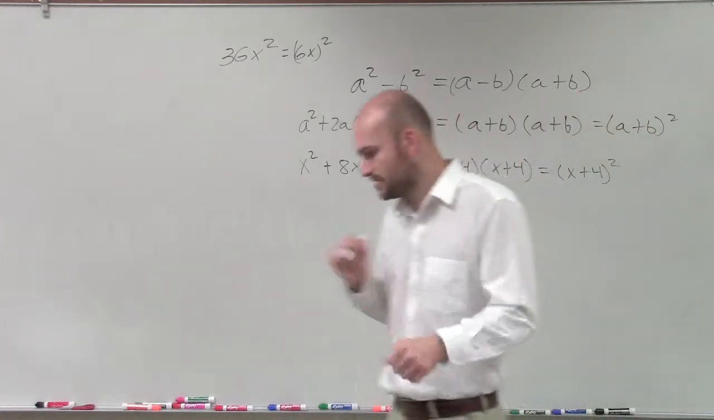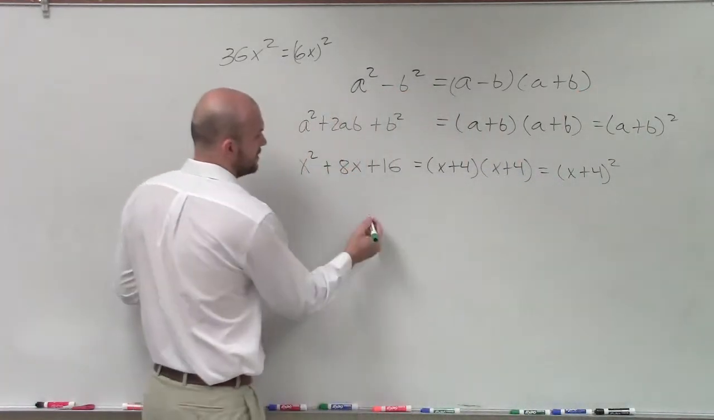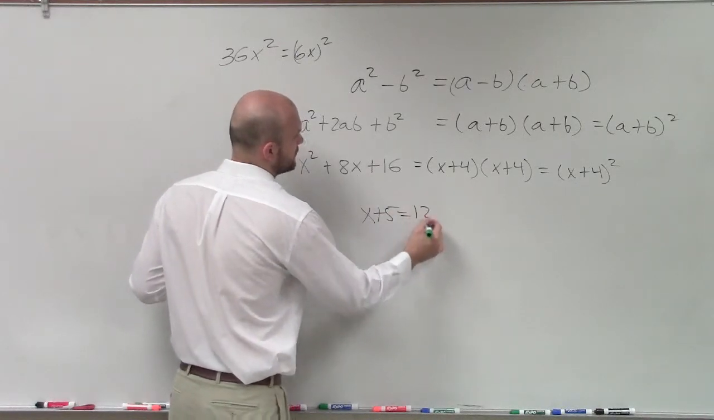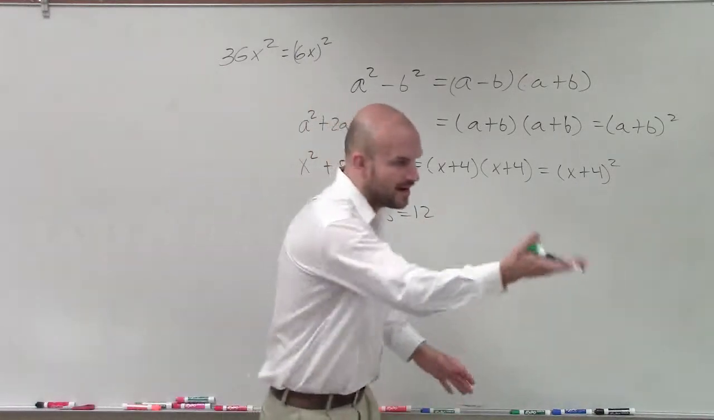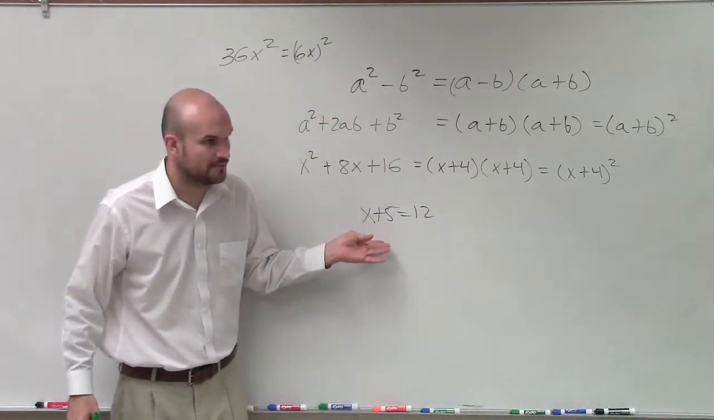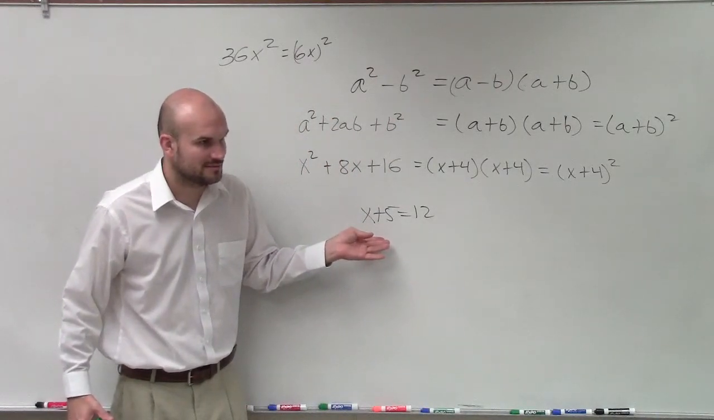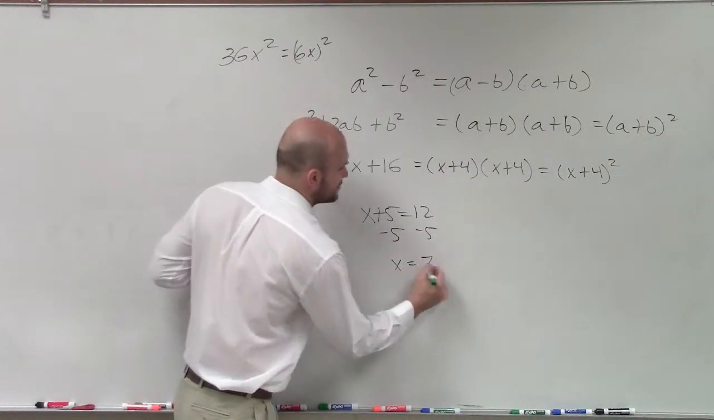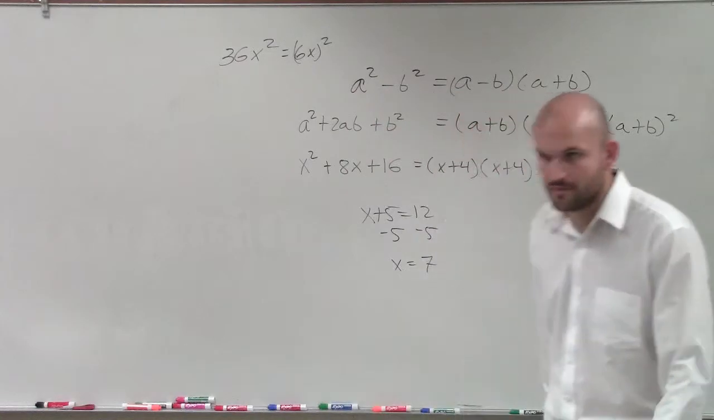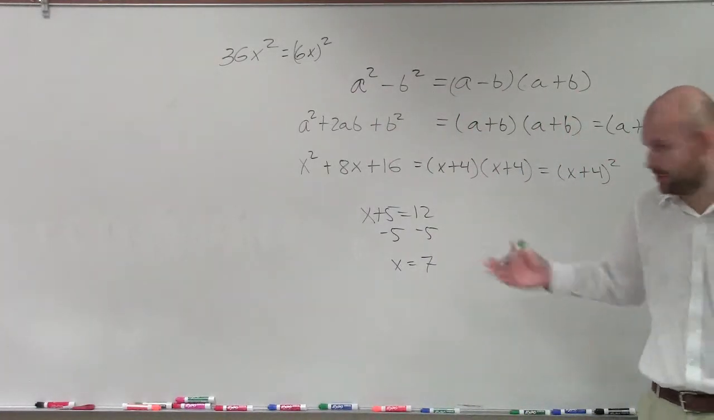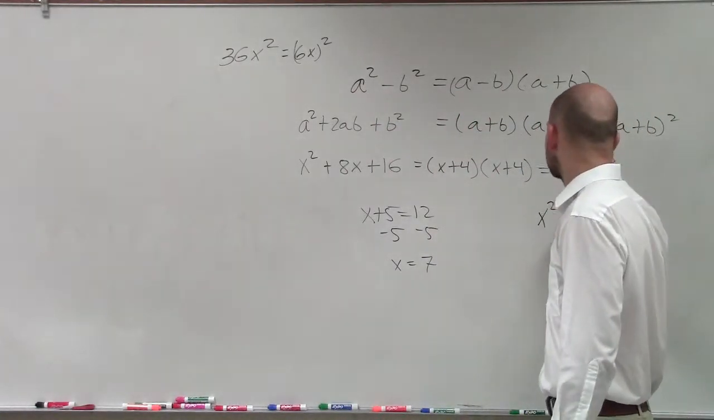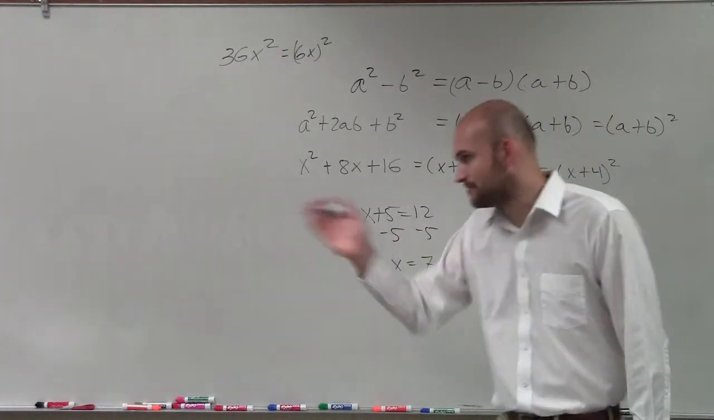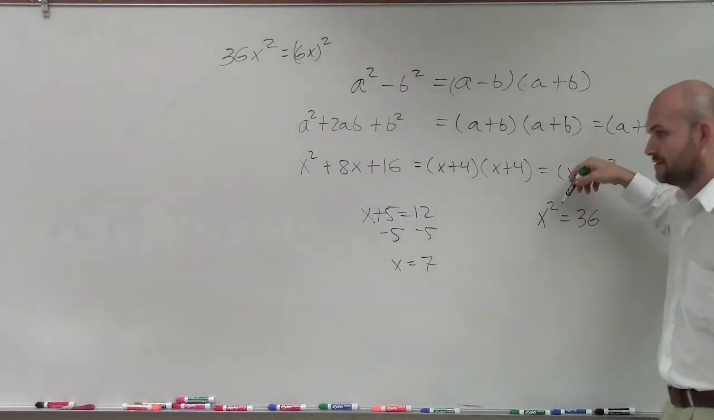Now, there's a couple things that I want to go over as far as solving. If I have x plus 5 equals 12, all right, to solve this problem, what would I have to do? Subtract 5, right? Use your inverse operations, x equals 7, correct? Everybody feels okay with that? Good. What about if I said x squared equals 36? What would I do for that problem? How would I solve for x here?